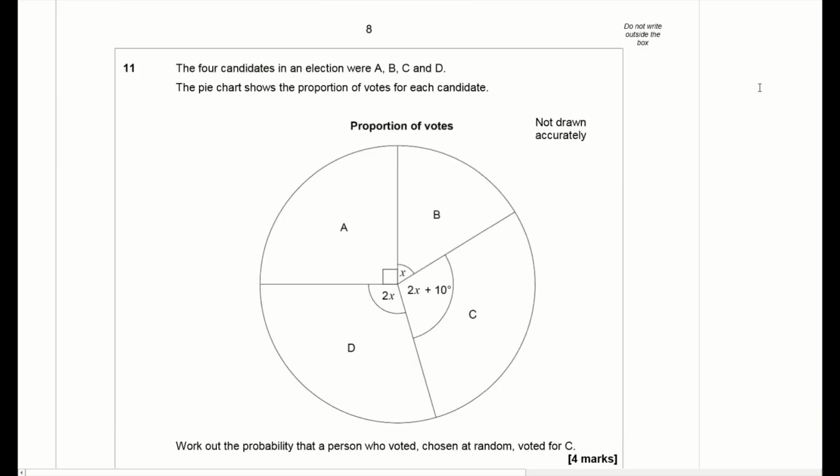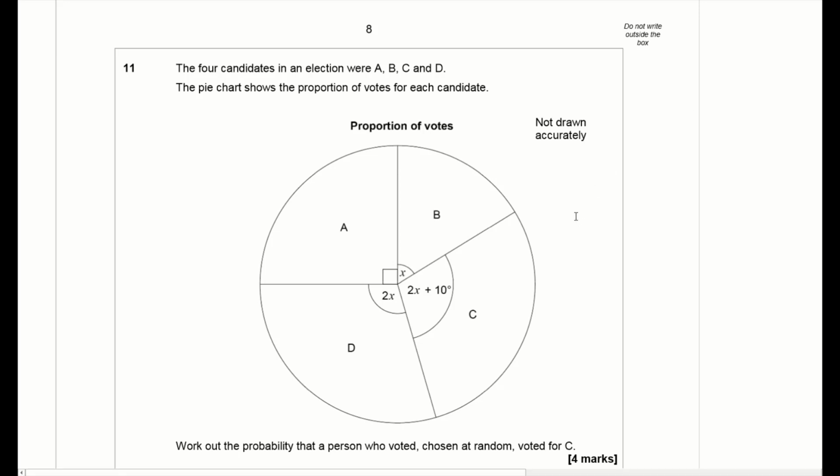Question 11. The 4 candidates in an election were A, B, C and D. The pie chart shows the proportion of votes for each candidate. Work out the probability that a person who voted, chosen at random, voted for C.